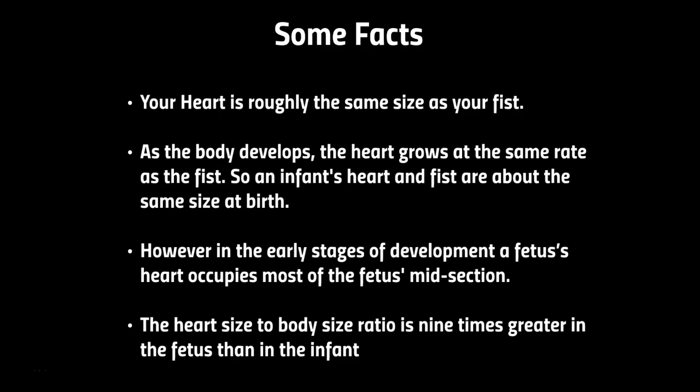In the early stages of development as a fetus, your heart actually fills the majority of your torso. So you've got a heart, you've got some blood vessels, and of course that's required to initiate the growth and delivery of growth material to your body's sections while you grow. So the heart is an established quantity first. The heart size to body size ratio is 9 times greater when you're a fetus than when you're born as an infant. And from that moment on, it continues to grow at the same rate as your fist, as discussed.